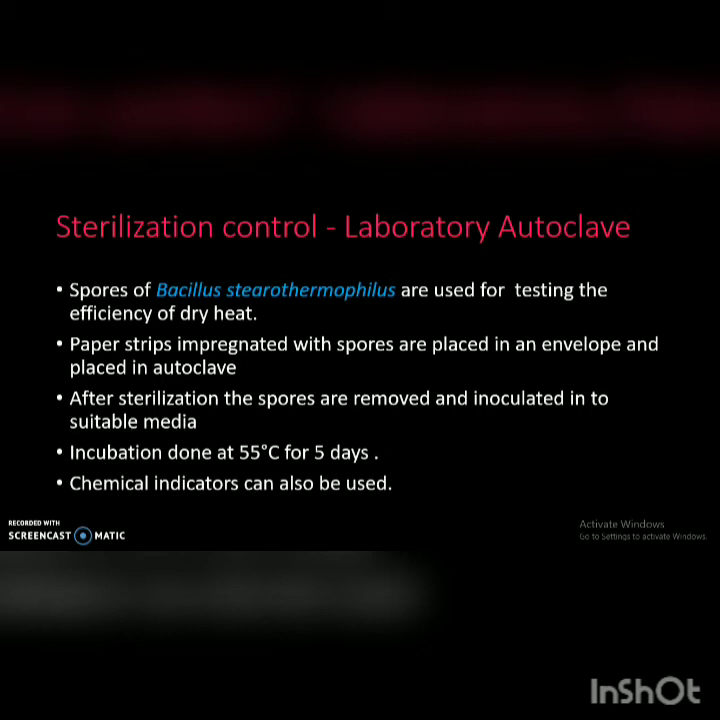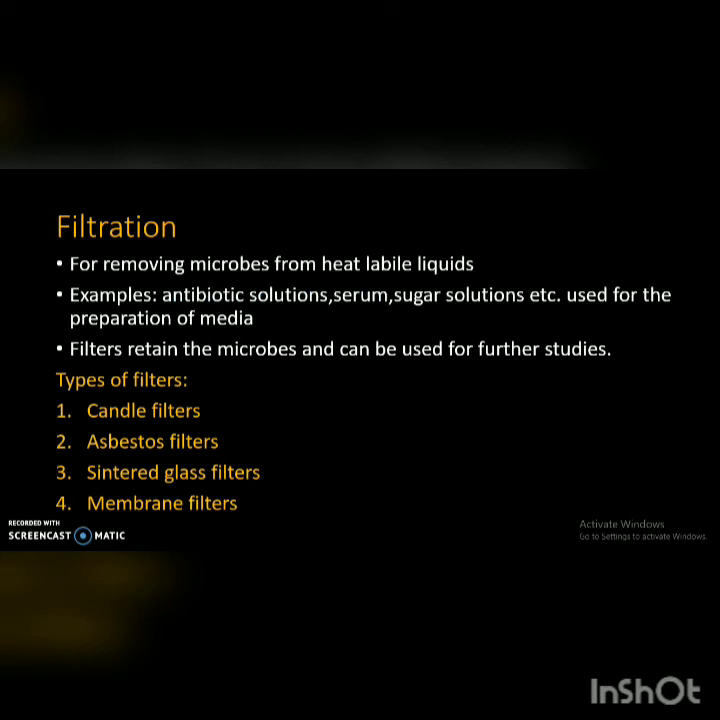Sterilization control of the laboratory autoclave. Spores of Bacillus stearothermophilus can be used for testing the efficiency. After sterilization, the spores can be removed and inoculated into suitable media, and incubation at 55 degrees Celsius for 5 days can be done. If there is no growth, that means the working of our autoclave is proper. Chemical indicators can also be used for sterilization control. That's all about autoclave. Next physical method is filtration.